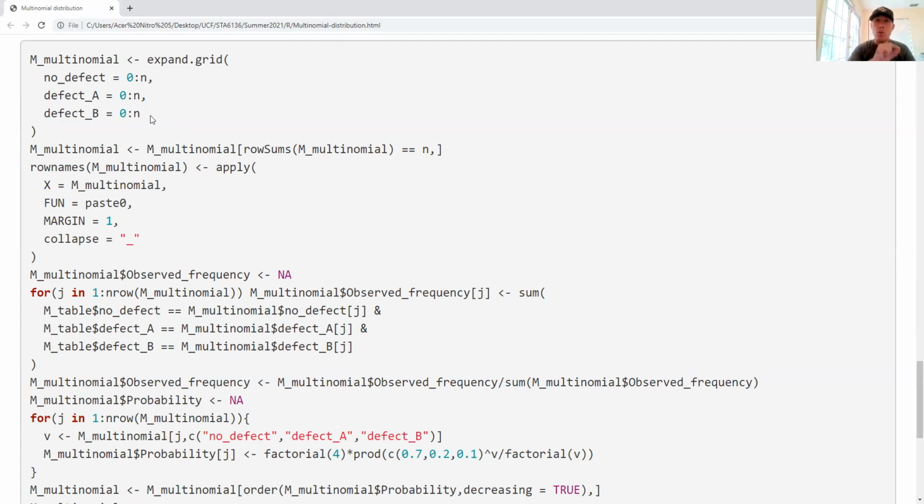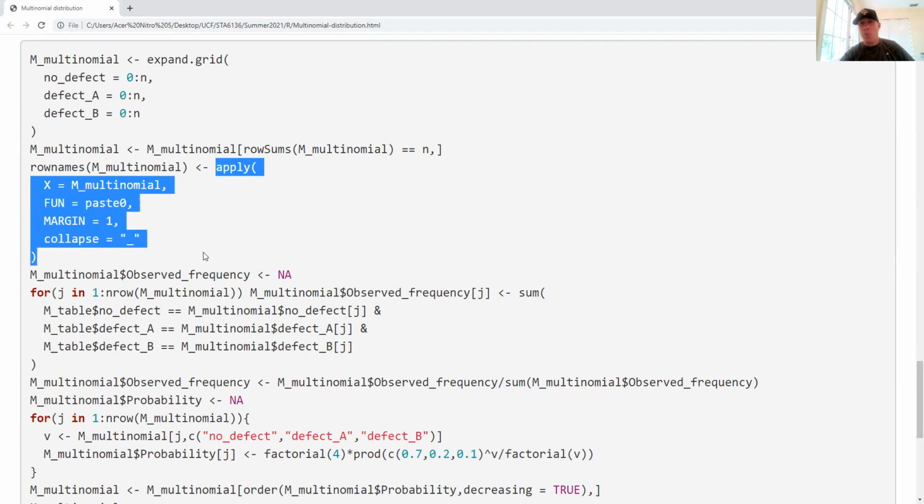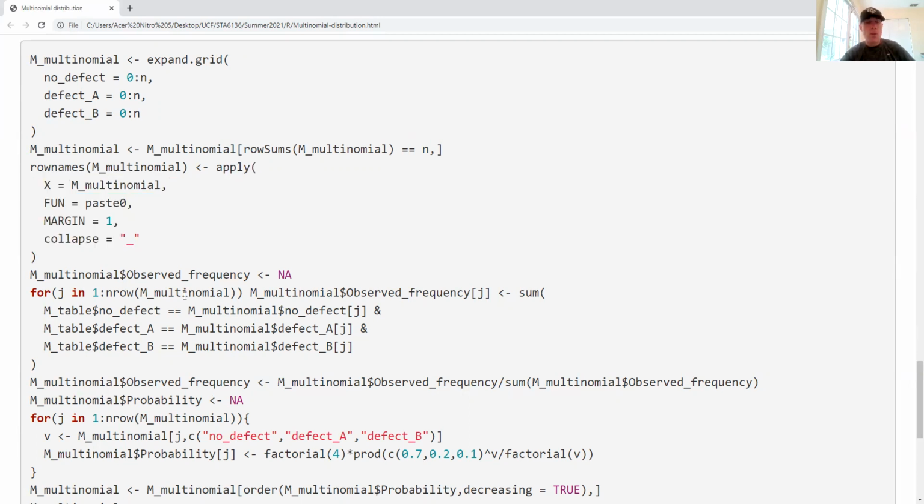Now, the thing is, this includes counts that we can't have in this situation. We're only interested in the cases where we have exactly 4 total outcomes, where the rows add up to 4. So on the next step, I filter it down to just 4. Now, this step is just to give me row names that are a little bit more informative. You really don't need this, but I think it looks better in the presentation.